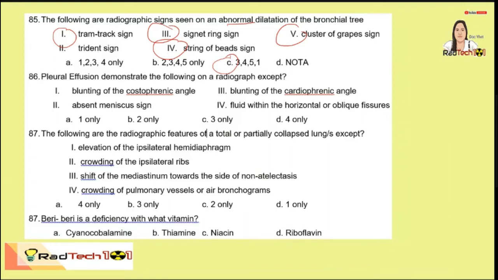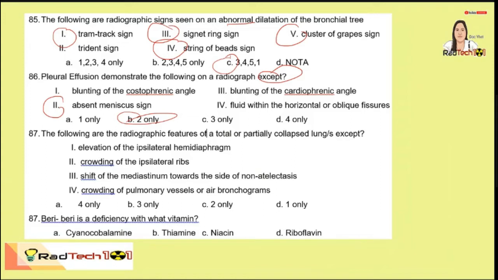Number 86: pleural effusion demonstrates the following on a radiograph, except. So that is, except, absence of meniscus sign. All of them are present in pleural effusion except the absence of meniscus sign.